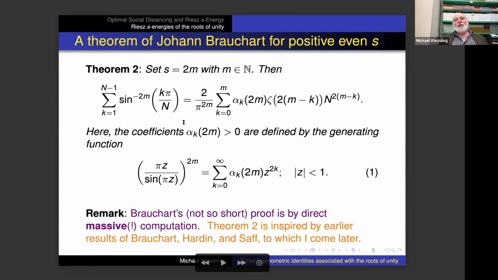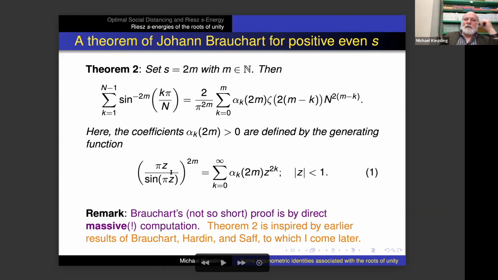But when m gets bigger, it's piecewise linear. And here's then the amazing theorem that when s now is positive, 2m with m in N, then that is what Johann proved, that you take the negative 2mth power of sine of the angle k pi over n, and you sum over k from 1 to n minus 1. And this is what you get. So this is truly a polynomial in n, even powers of n enter. This is the Riemann zeta function, of course, evaluated at this argument. And the alpha sub k of 2m, they are defined in a paper by Johann Brauchart earlier to be coming from this generating function.